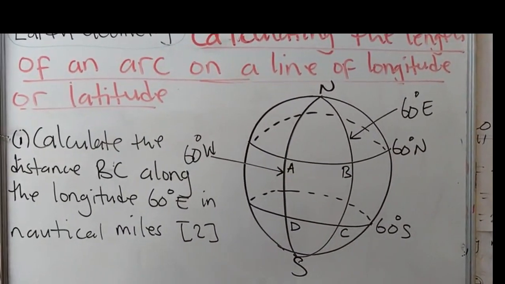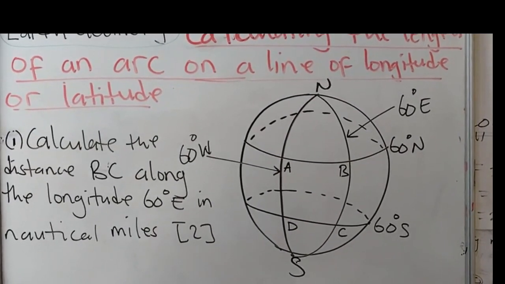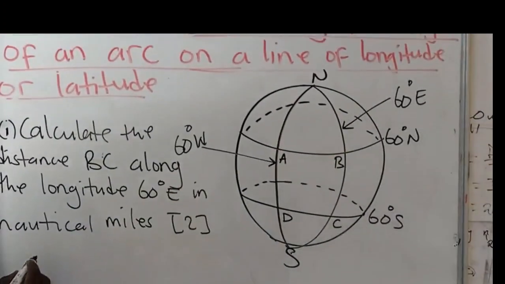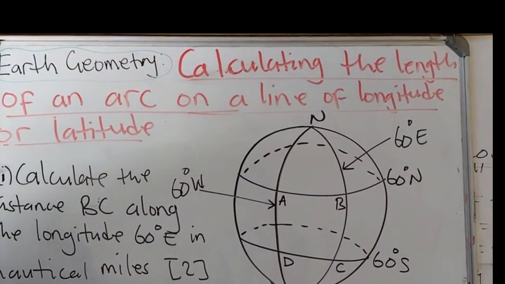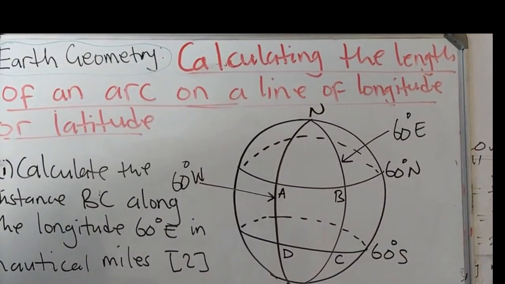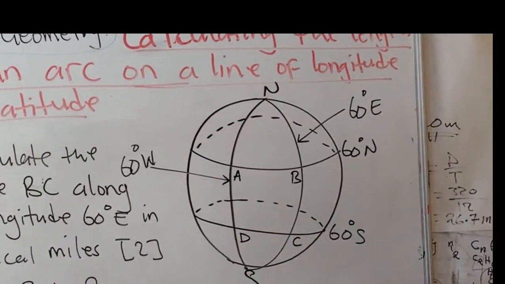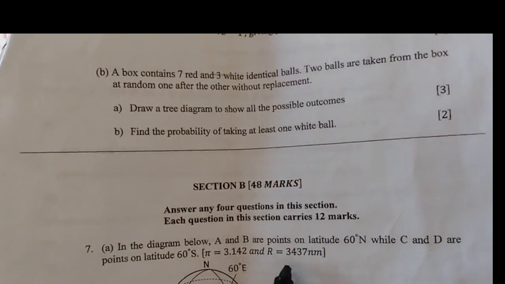on the latitude 60 degrees north, while C and D are points on the latitude 60 degrees south. Take pi as 3.142. Our pi should be 3.142, and the radius should be 3437, which is in nautical miles.